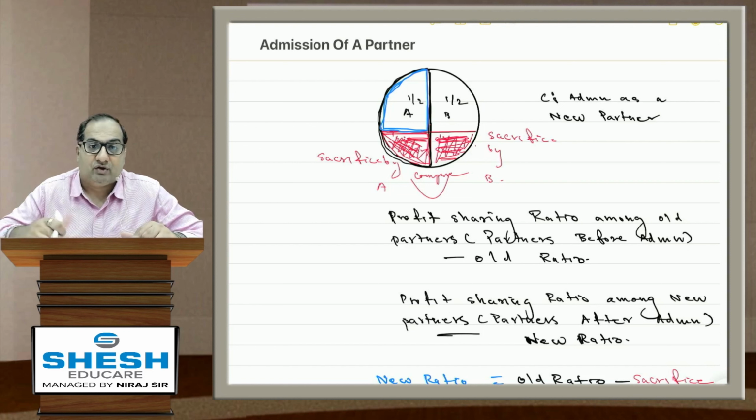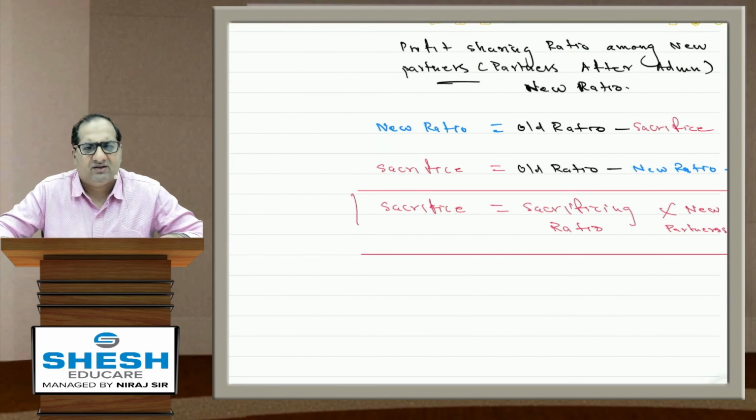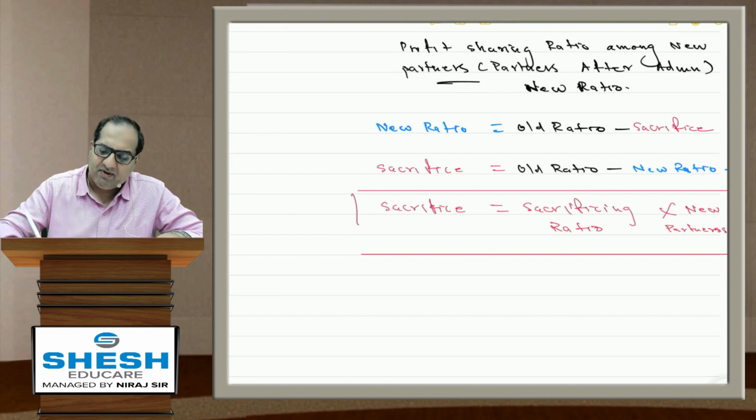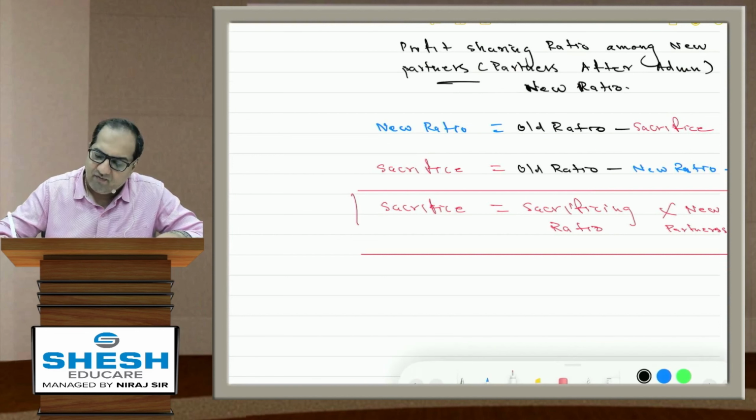But if I wish to find out sacrificing ratio, what I have to do is compare sacrifice of A with sacrifice of B. So that's how you will find out sacrificing ratio. Okay, sir, that's fine. But what are we discussing now? Very important point.